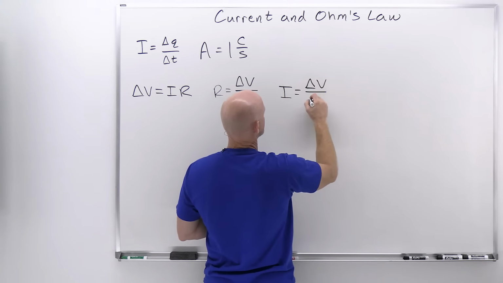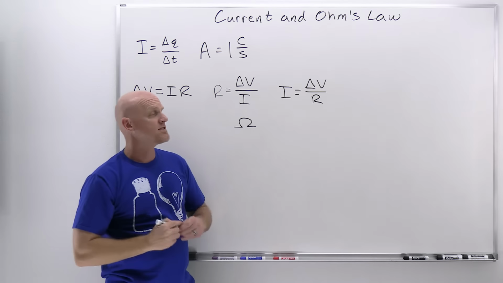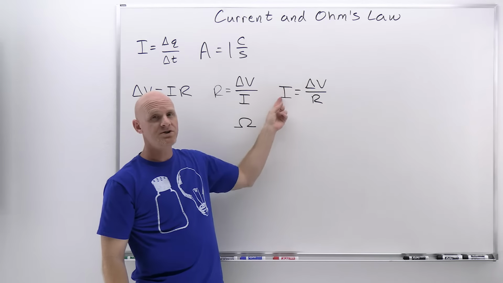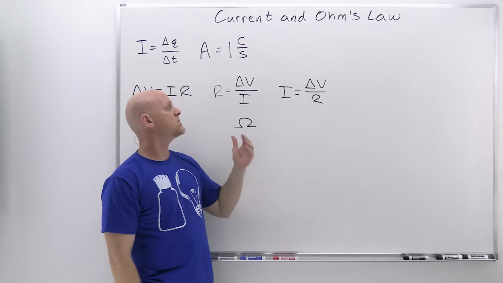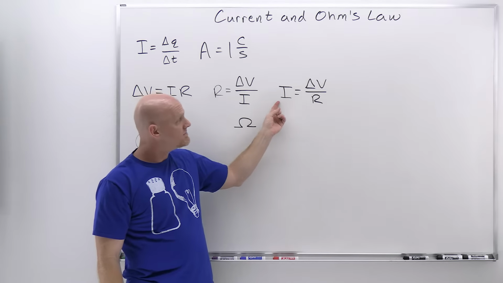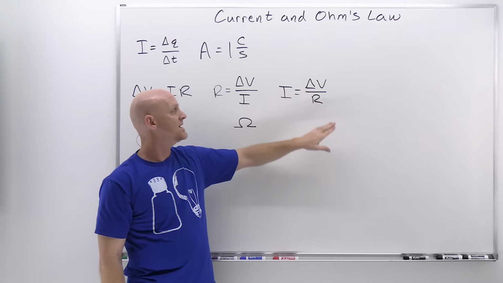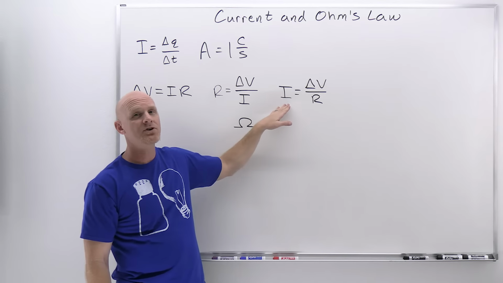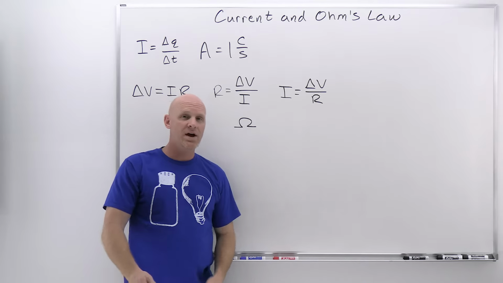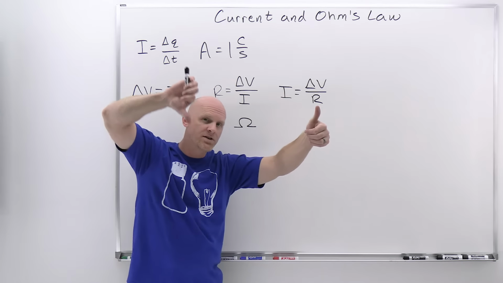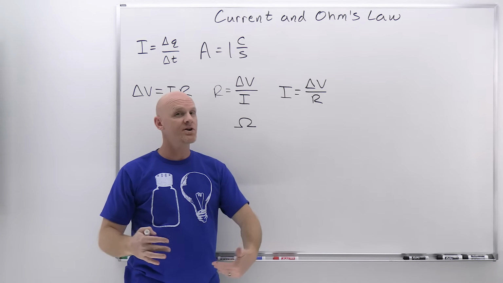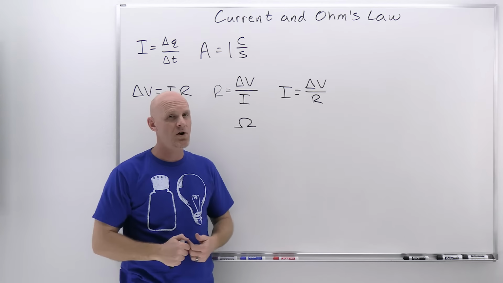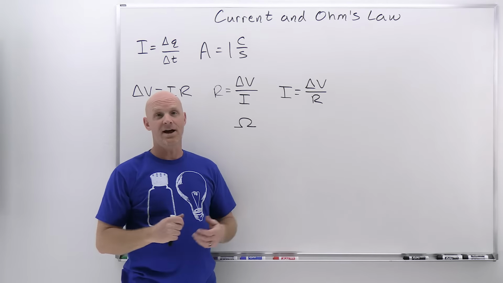So current is going to equal delta V over R, and we can see that your electrical current is directly proportional to your potential difference across a resistor. You double that potential difference, you also double the current, but it's inversely proportional to the resistance. If you double the resistance, you would cut the current in half. And so the greater the resistance, the lower the electrical current. The resistor is functioning to lower the current. It's resisting the flow of charge, again, and hence the name.